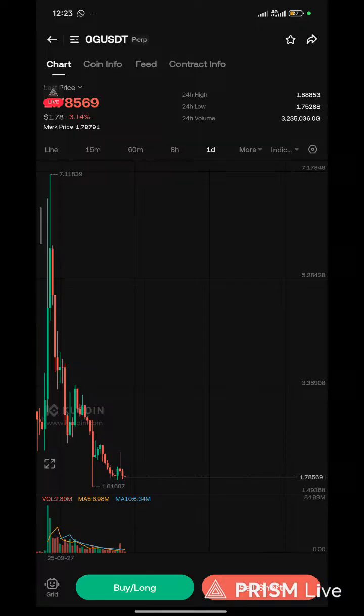It was listed at 7.11 and liquidation has taken place down to 1.7. That was a massive bearish market. If you would have entered this trade, I think you would have made some profit. But you remember, you must trade what you can afford to lose.